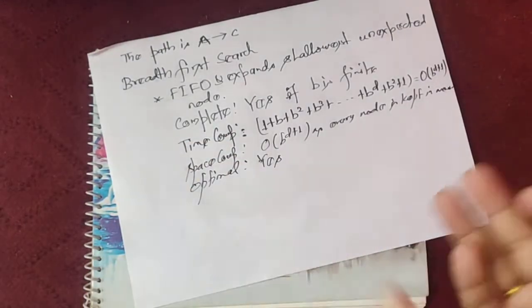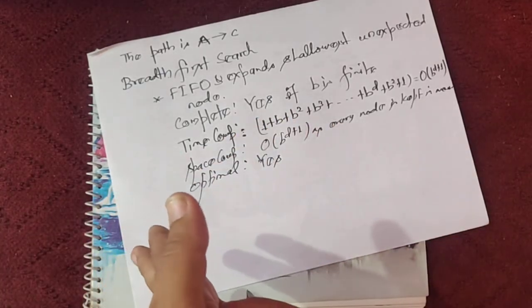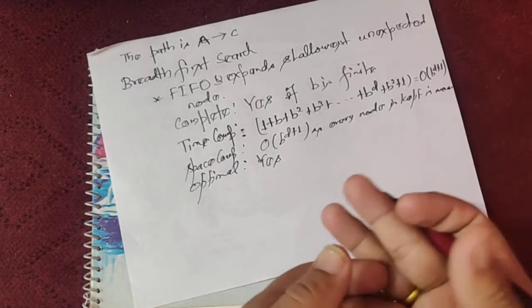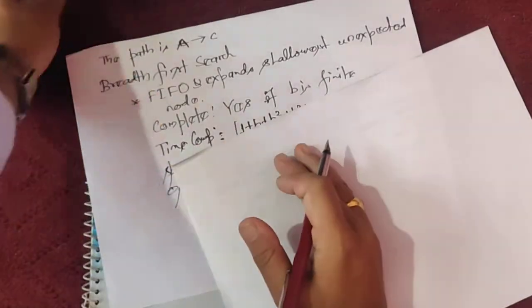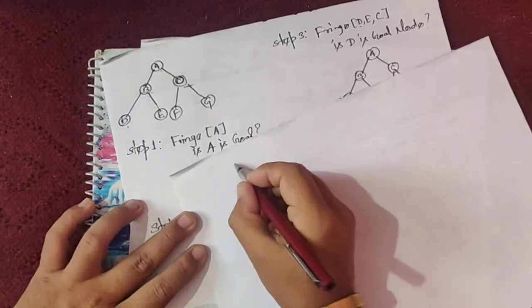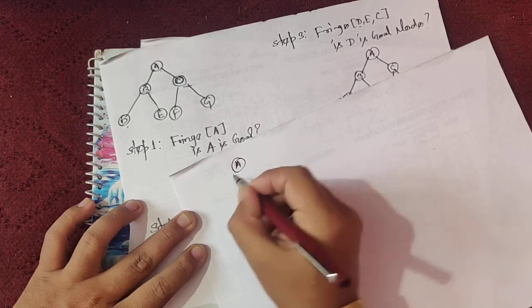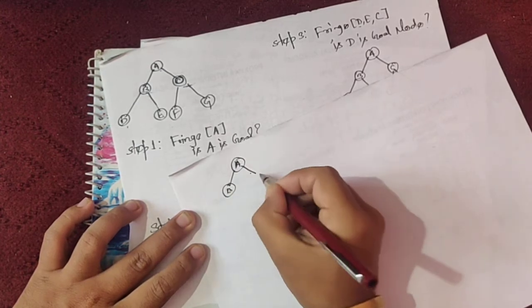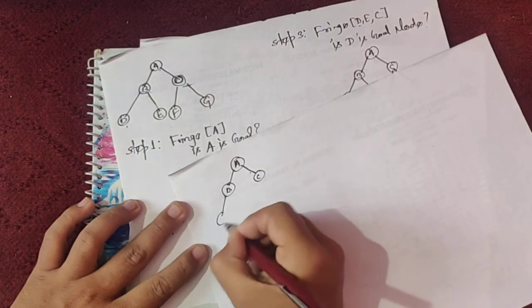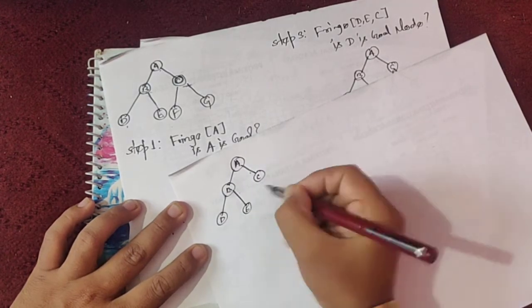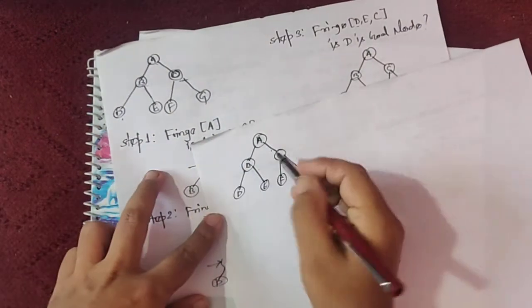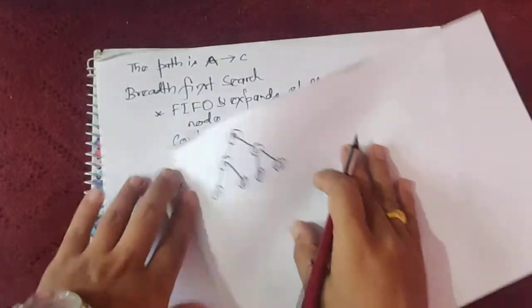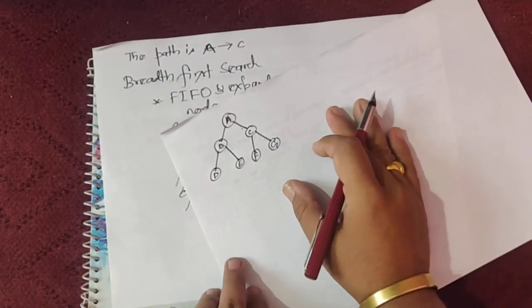Now let us consider the example which I considered in depth first search, or DFS, and solve it by using BFS. Yes, this was our example: A, B, C, D, E, F, and G. Our goal node was C. So let us solve it by using breadth first search.